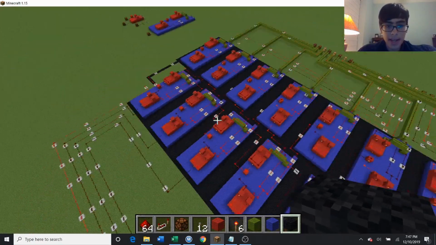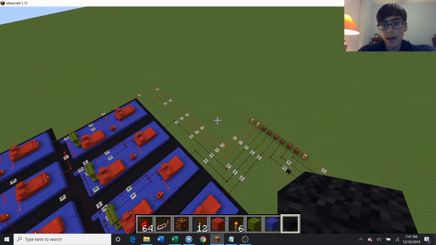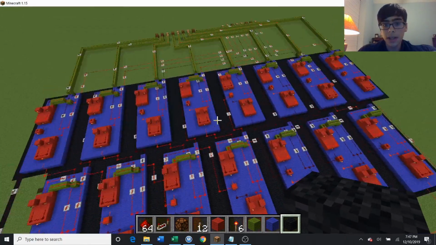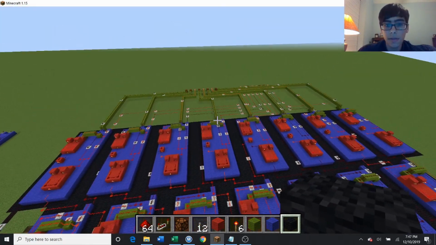In Minecraft. And here it is, the calculator that I made in Minecraft. Yeah, it looks really complicated. I think I have to explain how all of this works.